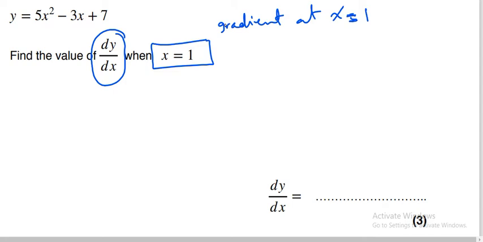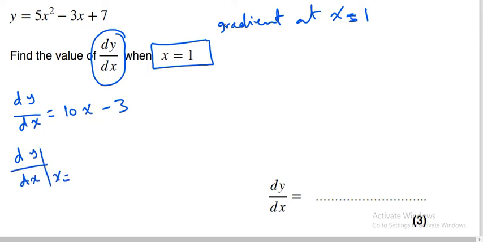But in this case y is the subject, x is the variable, and we don't have a root, denominator or brackets. This expression is in the right form, so we can find the differentiation directly. It will be 10x minus 3. So we will put the value of x in its place. It will be 10 multiply 1 minus 3, so it will be 7. So this is the gradient of this curve at x equal 1, or the value of dy by dx at x equal 1.